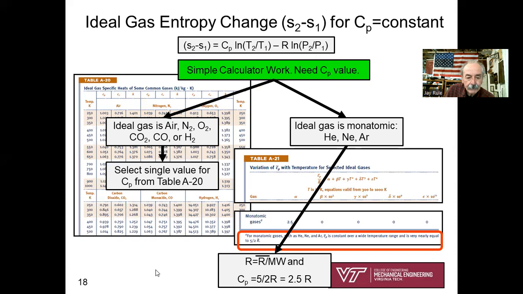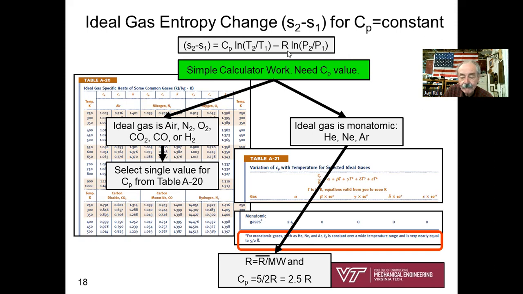Okay, table A20. This details getting S2 minus S1. Let's look at the situation first where CP is a constant. Where CP is constant, we're looking for this evaluation: S2 minus S1 is CP natural log T2 over T1 minus R log P2 over P1.